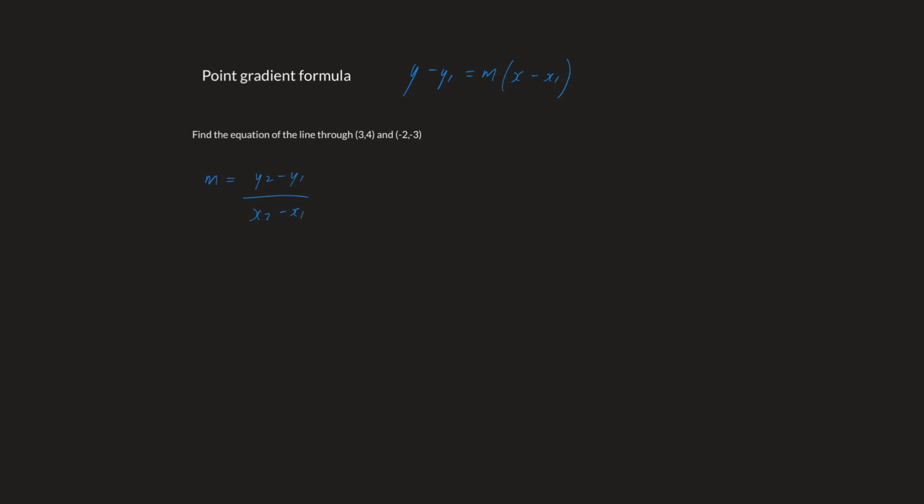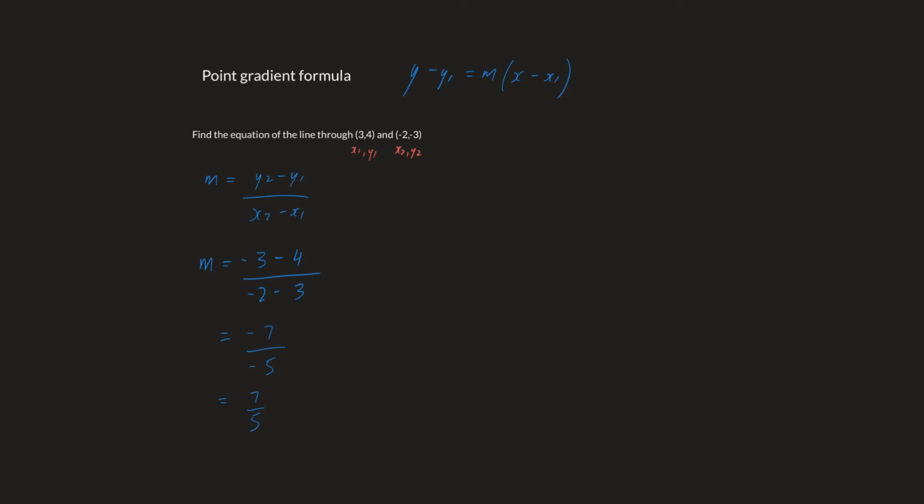Okay, hopefully you've done that. What I'm going to do, I'm going to say that's my x1, y1 coordinate, x2, y2. So to work out my gradient, y2 is -3. I've got minus y1, which is 4, over x2, which is -2 minus 3. So if I simplify that, it'll give me -7 over -5. So therefore, I can simplify it down to 7 over 5.